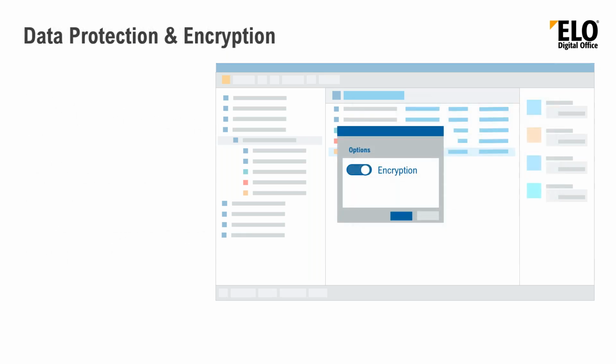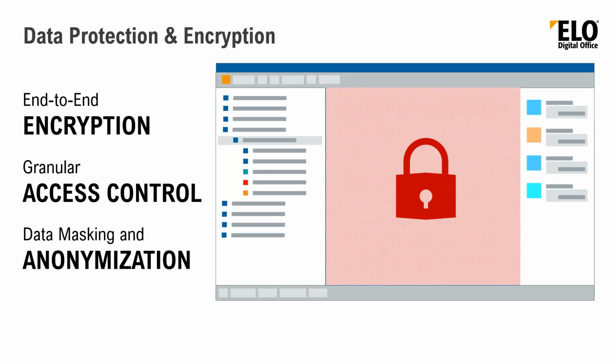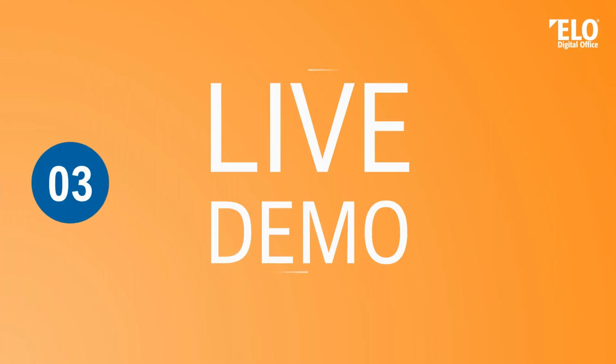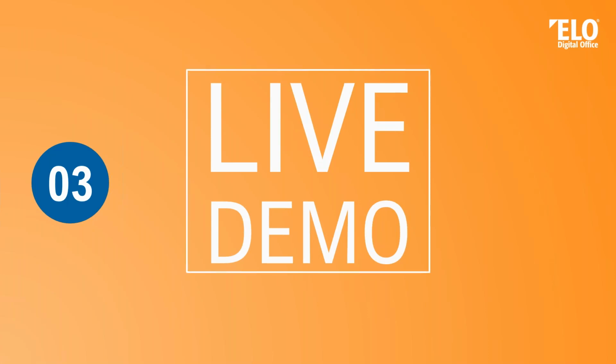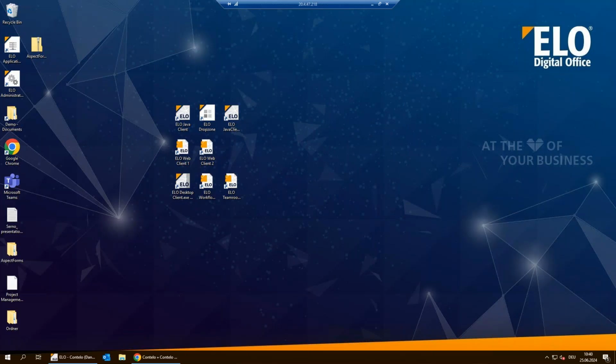And then it comes to data protection and encryption. When you encrypt the document, then the document is encrypted. No one can access the document with the client. Well, you can download the document, but you can't access it either because it's encrypted and you need a key for this. You need a password to access the document. So let's have a look at those things in a live demo in our demo environment.